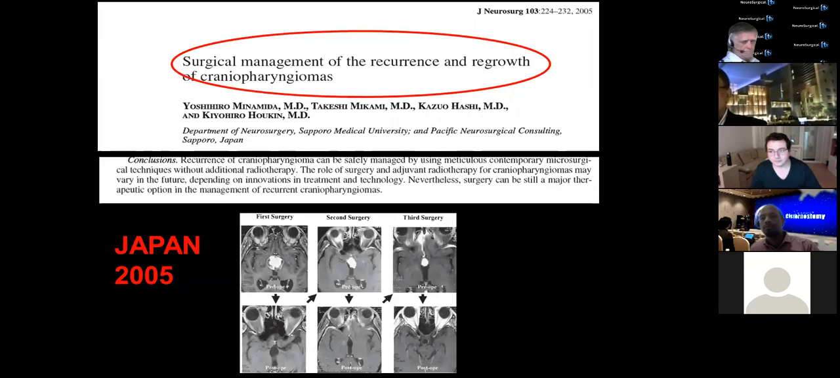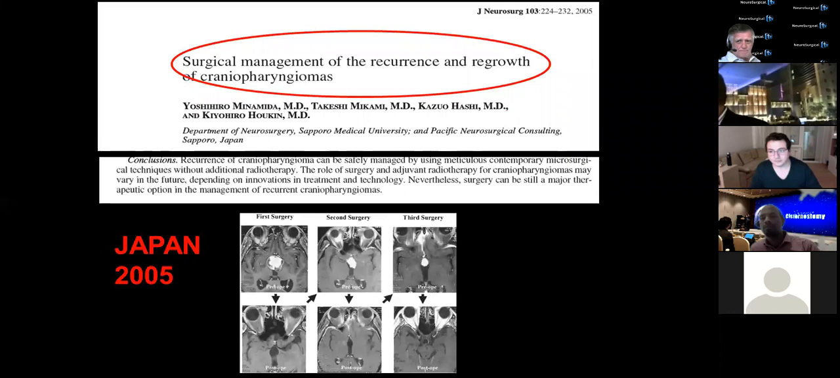Another paper, surgical management of recurrence, not only the primary cases, recurrent cases. From Japan. Conclusion, recurrence of craniopharyngioma can be safely managed by using contemporary microsurgical techniques. The role of surgery and adjuvant radiotherapy, if you cannot remove it, is never in the future, but this is the mainstay of treatment.